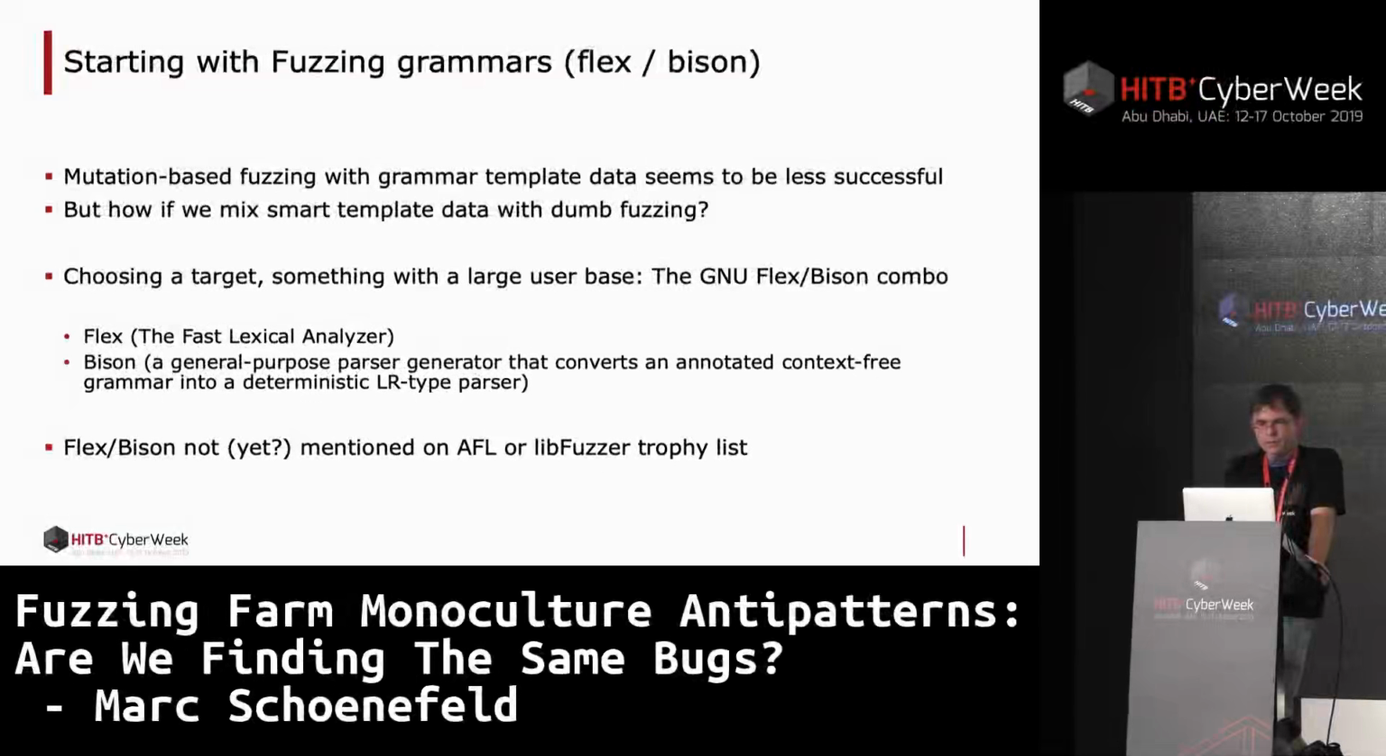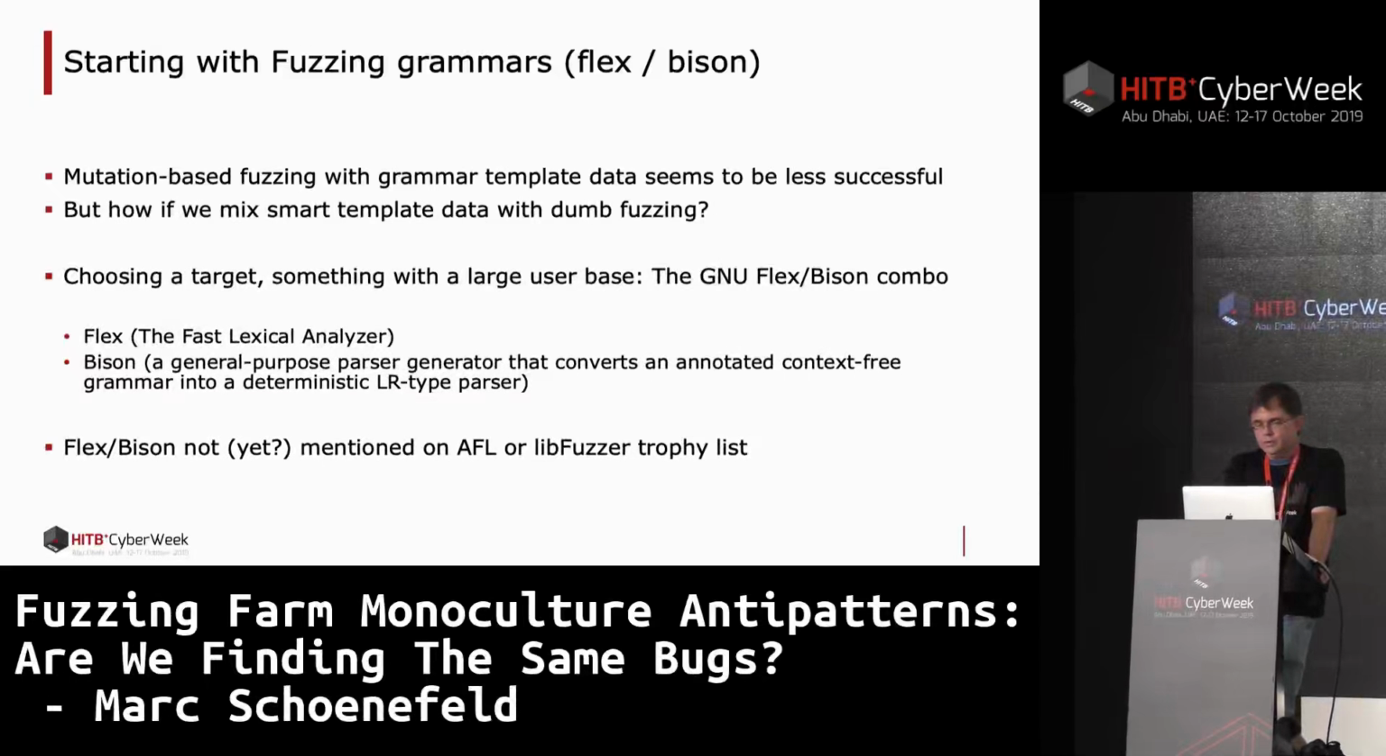So, starting with fuzzing grammars. Mutation-based fuzzing with grammar templates seems to be less successful. There are not many bug reports on these tools. But how can we mix smart template data with dumb fuzzing? So let's start by choosing a target with a large user base.